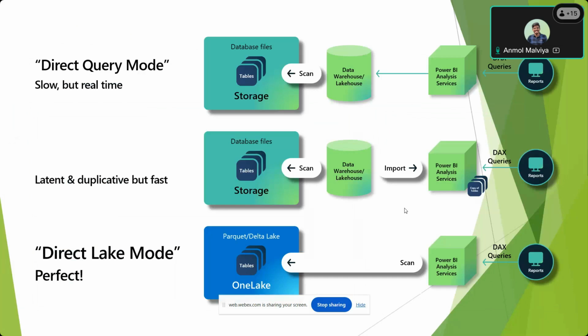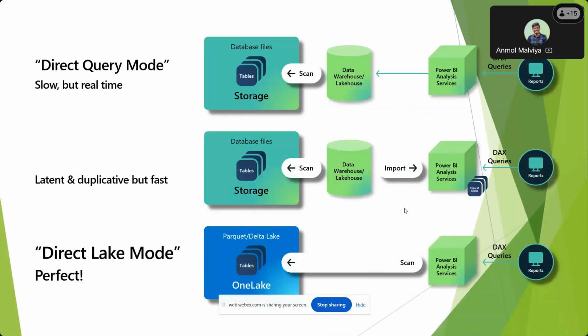Then we have the other method, which is import mode, in which a new copy of data is created within the Power BI analysis service. This is fast, but it is not storage effective, and there is a limit on the size of the data which we can use. To resolve these two, Microsoft introduced OneLake, so we can use the direct lake mode. It is fast, and it also provides us the latest data. So we get both benefits within the direct lake mode itself.